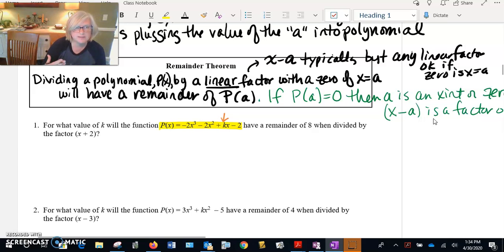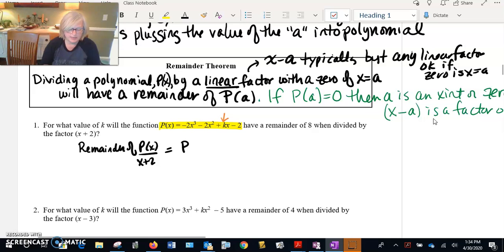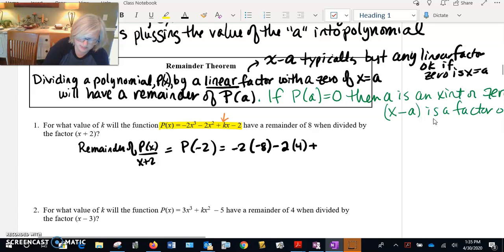And so the trick here is that the remainder theorem gives us a shortcut: the remainder of p of x divided by x plus 2 is going to equal p of negative 2. That's our shortcut. And so you're basically just going to plug that in. So if I plug in negative 2 times negative 8 minus 2 times 4 plus k times negative 2 minus 2.